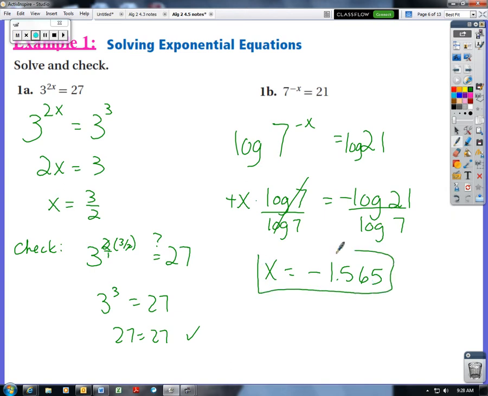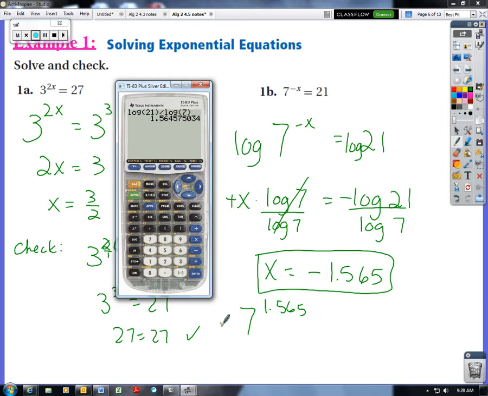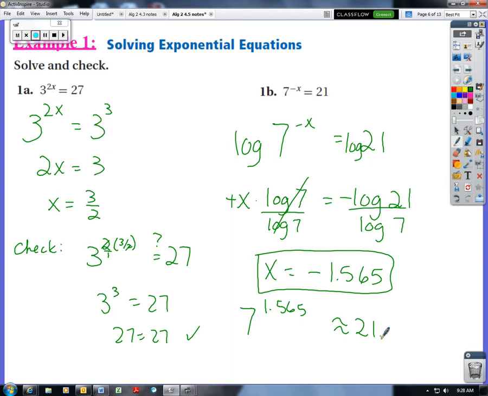Let's check that. So 7 to the negative, because it's a negative x, and the x is negative, so that's going to become positive. On our calculator, let's see what that equals. 7 raised to 1.565 is 21.02. Close enough to 21, so it's approximately 21, so it does check. If you don't want to take log of both sides, you can take log base 7 of both sides.